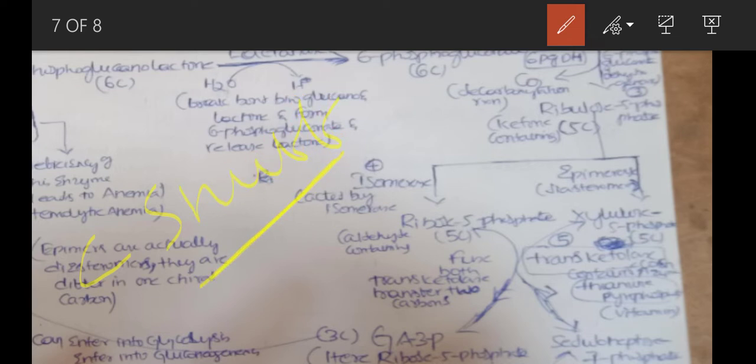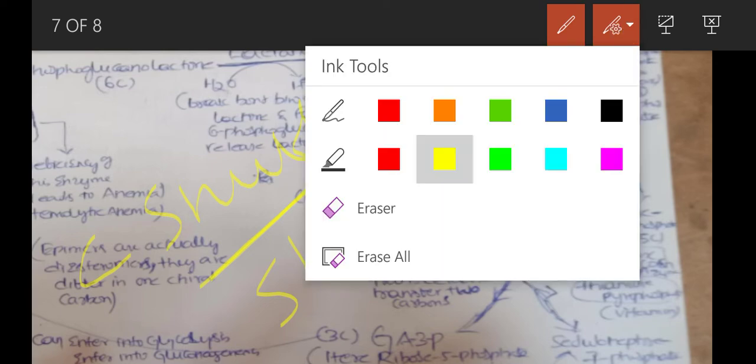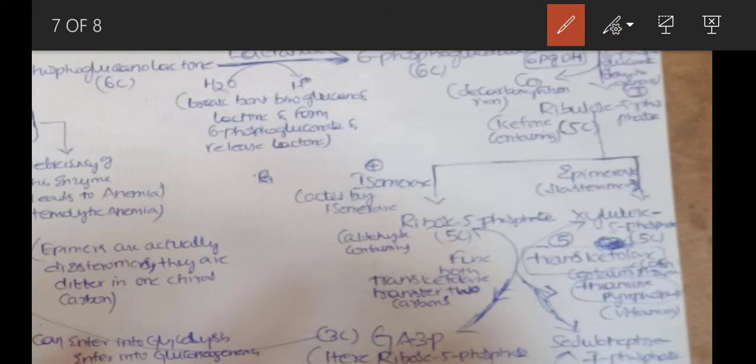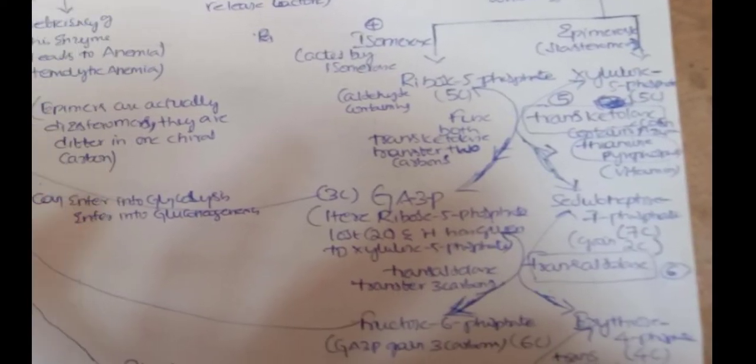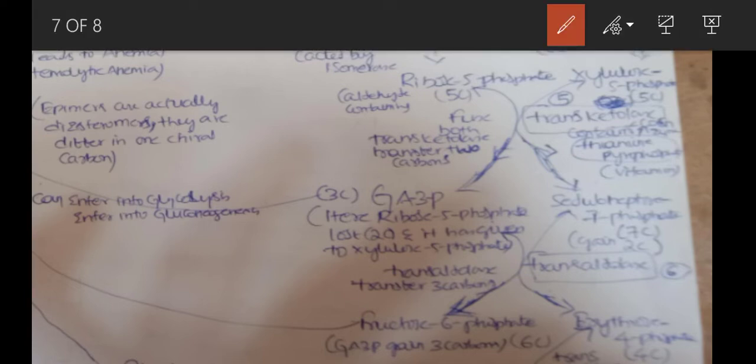Carbon shuffling means carbon shifting. From one compound, some carbons will be shifted to another compound. This type of reaction is called carbon shuffling reactions. So after the oxidative phase, we will see all the carbon shuffling reactions. For example, with the isomerase enzyme we got ribose 5-phosphate, and with the epimerase enzyme we got xylulose 5-phosphate.